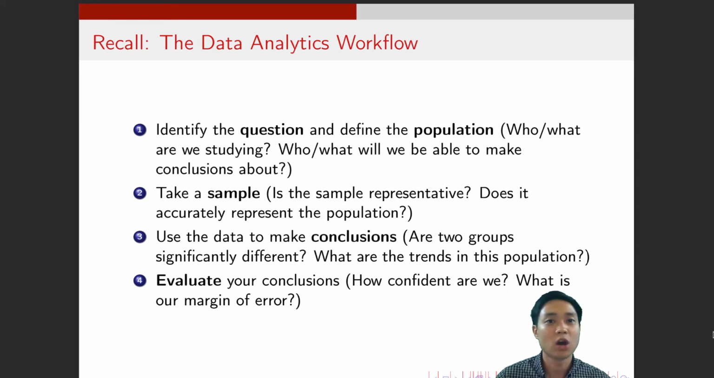So something like, are two groups significantly different? What are the trends in this population? Basically using the data from that sample in order to make conclusions about the population. And then lastly, we want to evaluate our conclusions. How confident are we? What is our margin of error?